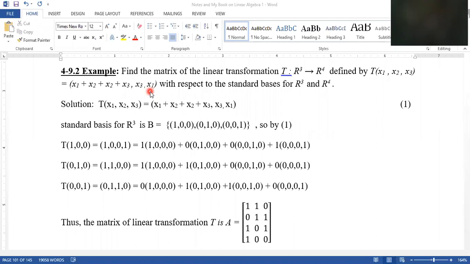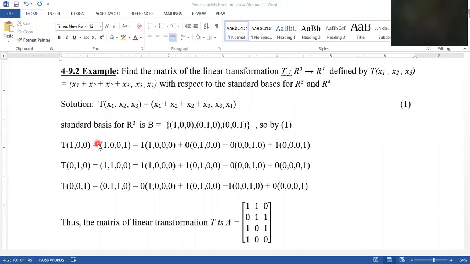So let us take some more examples related to the previous lecture number 30. Find the matrix of the linear transformation from R3 to R4 defined by T of x1, x2, x3, which is defined over here, with respect to the standard basis of R3 and R4. So we have to find the matrix of transformation from R3 to R4. The order of the matrix of transformation with respect to this linear transformation will be 4 cross 3.